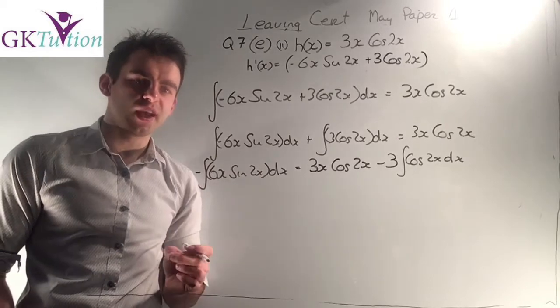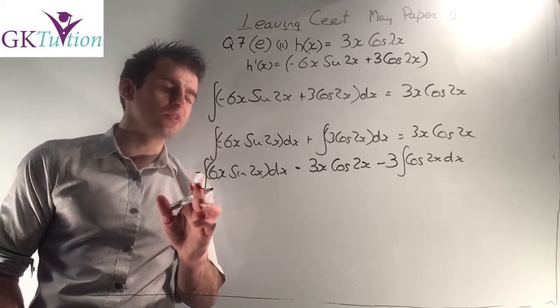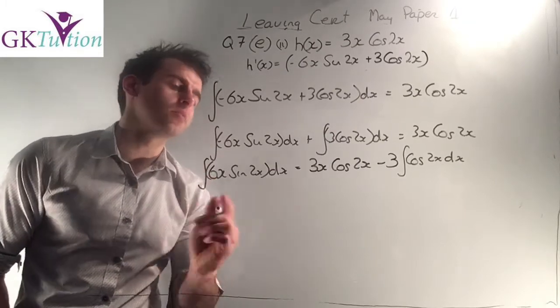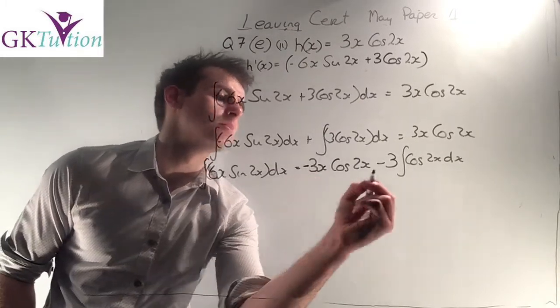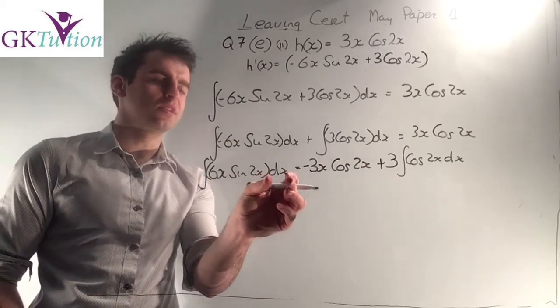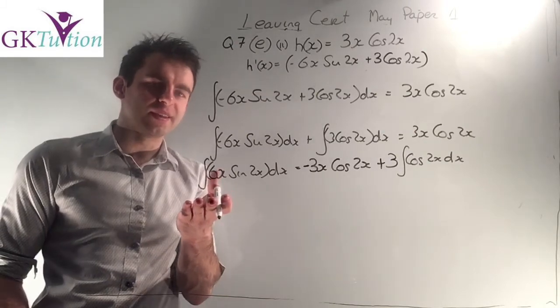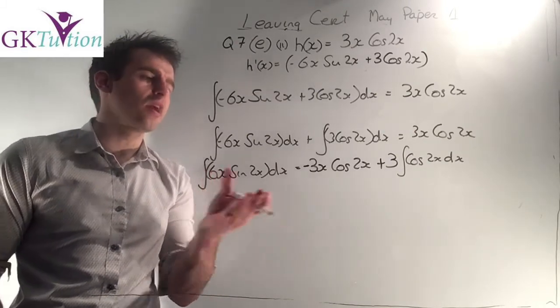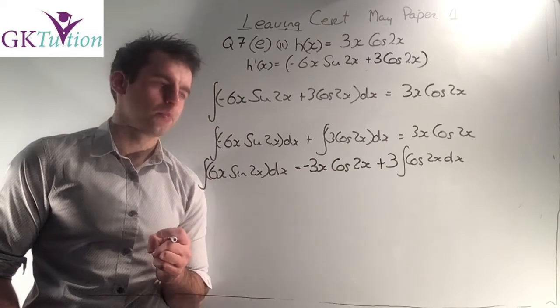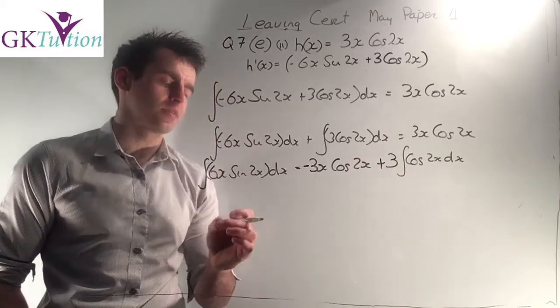But the question has asked you for plus the integral of 6x sine 2x, which means that you just need to change your signs. I want that to become a plus, which means that that becomes a minus, and that becomes a plus. So the integral of 6x sine 2x dx is equal to that. But obviously, if you've been asked to get the integral of this, you can't give your answer in terms of another integral. So in order to finish this one off, you need to integrate cos 2x.